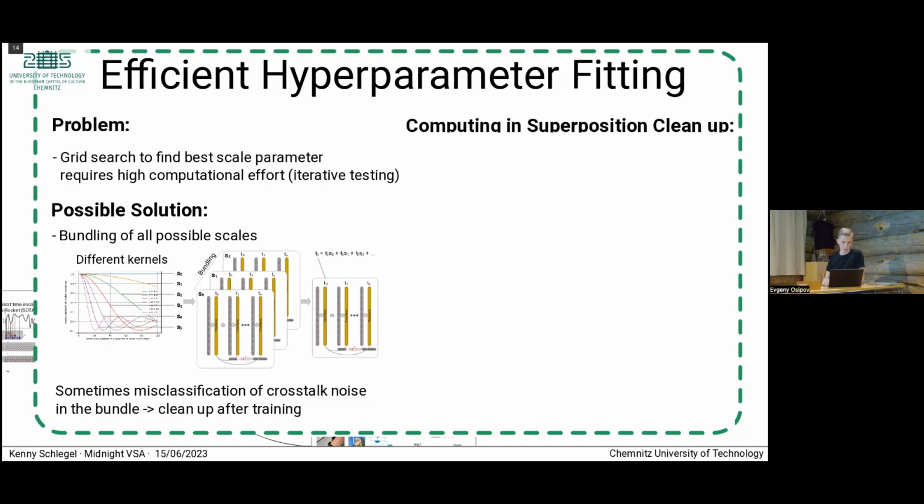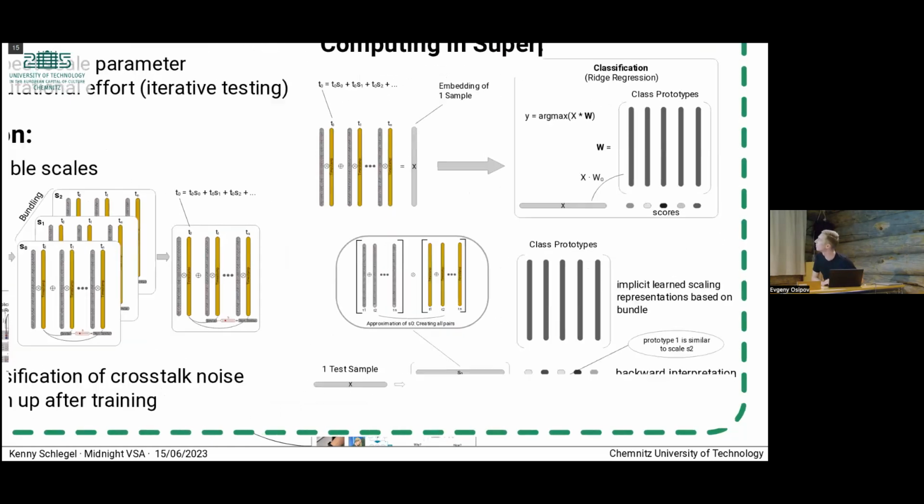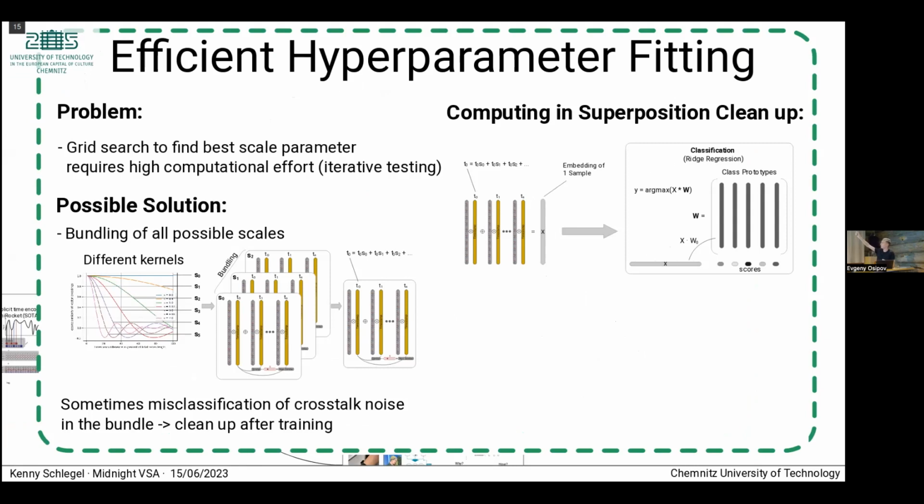And to do so, we tried a solution with computing and superposition. I guess it's too tiny to see here. No, it's okay. However, as I said, we have our embeddings from MiniRocket, for example, for each timestamp, and our timestamps bind them together. And in these timestamps, there are now all the possible scale representations bundled.